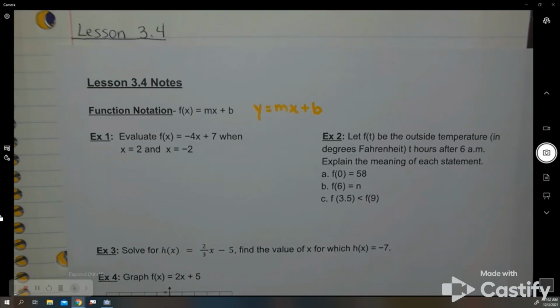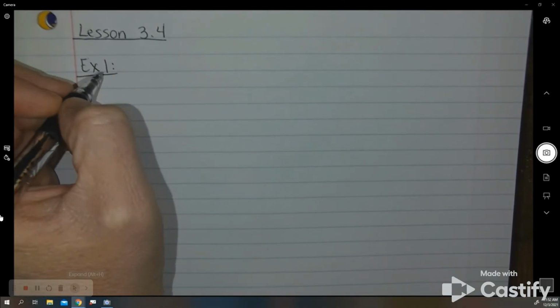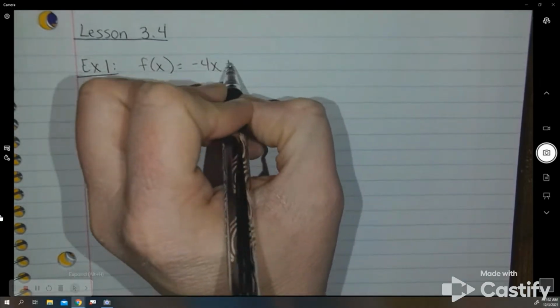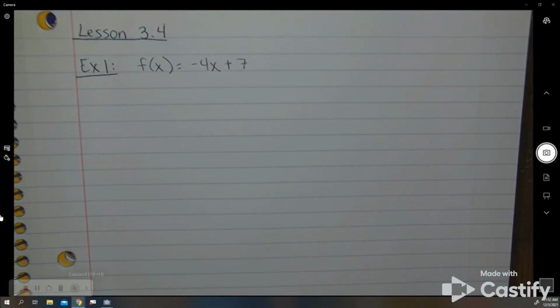So if we're looking at example 1, it says evaluate f of x equals negative 4x plus 7 when x equals 2 and x equals negative 2. What they're asking us to do in example 1, first off, let's copy down our equation here. So we have f of x equals negative 4x plus 7. They want to know when x equals 2 and when x equals negative 2.